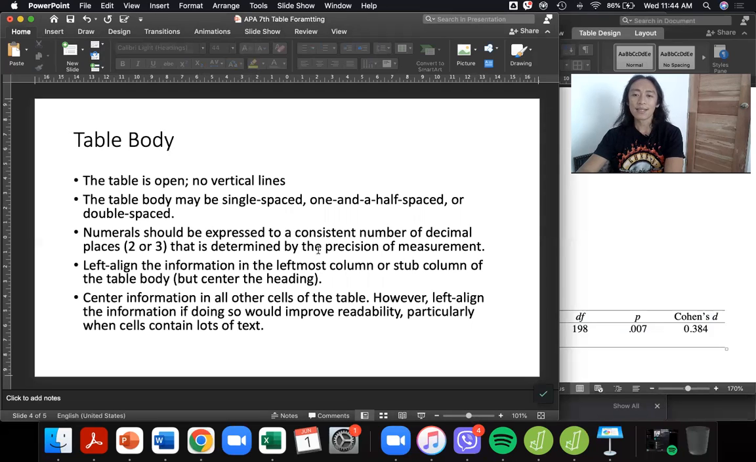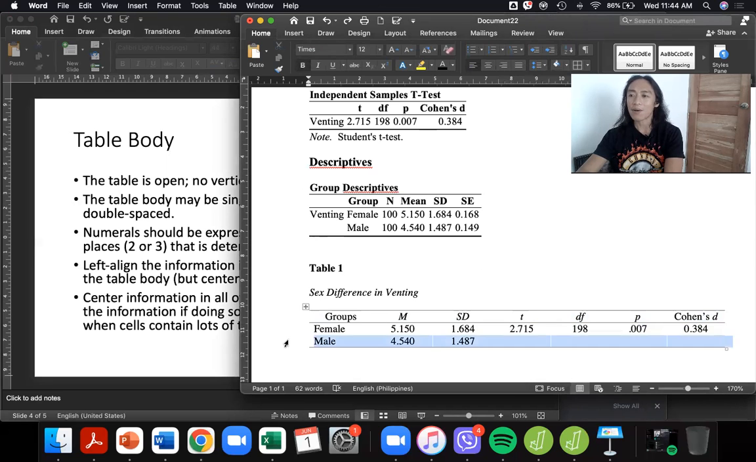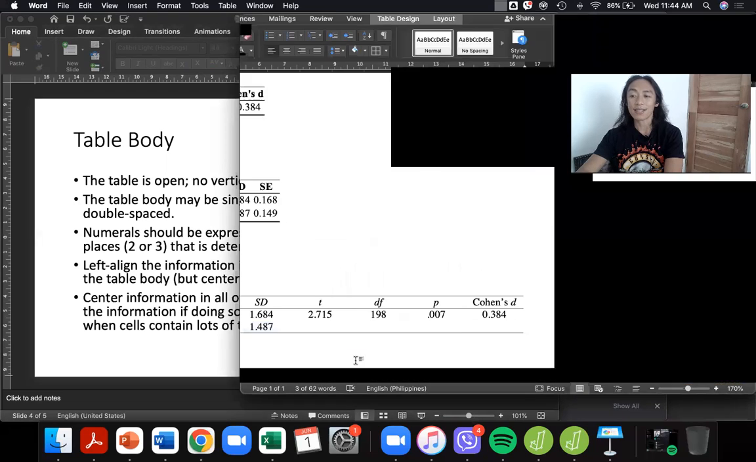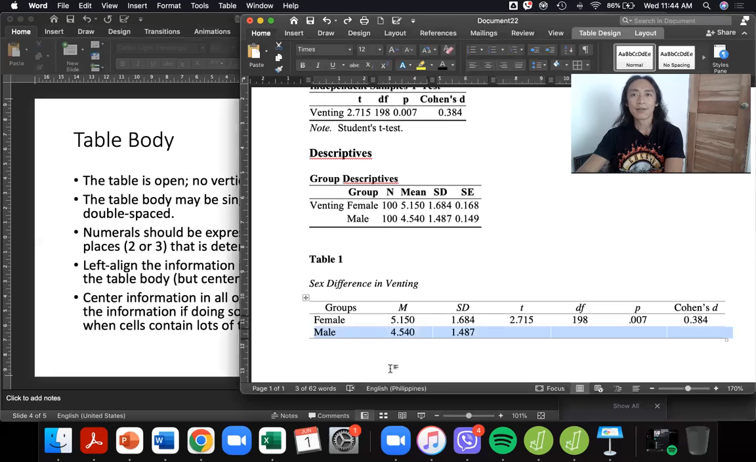For the table body, the table is open, meaning to say there are no vertical lines. So as you can see here, all I have are just horizontal lines. There are no vertical lines. I don't even have a horizontal line between female and male. So the horizontal lines that you need are basically to identify your heading and where your table ends. And perhaps if your table is very complex and there are subsections in the tables, then perhaps you can use a horizontal line to indicate where the division is, but there are no vertical lines.